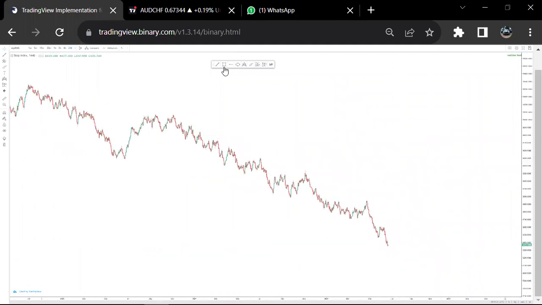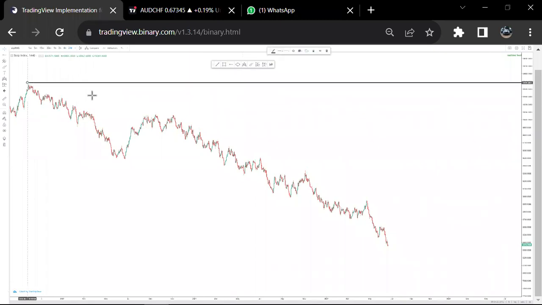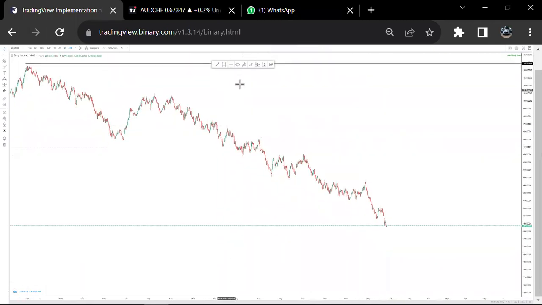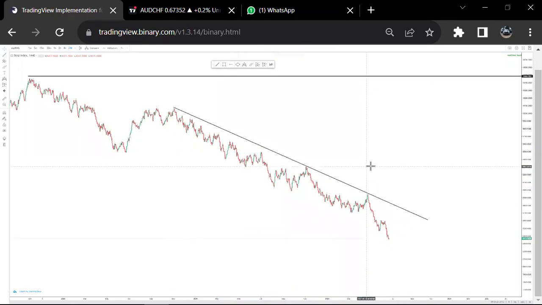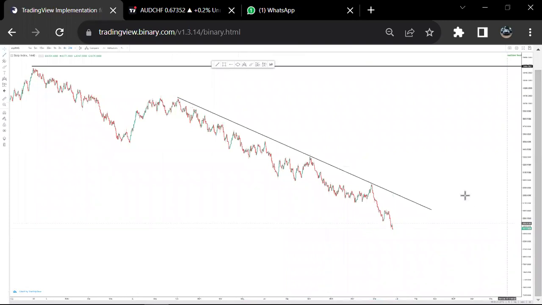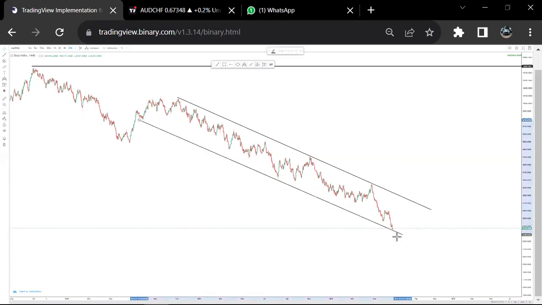Bro, I'll analyze it, but if I was you, I would stay away from it. This is the high that we have. I can't see the low for now. So it's fine. I'll take a trend line going to this side. What type of trend line is this? Is this an uptrend or a downtrend? Downtrend. It's a downtrend, right? So this being a downtrend, we need to draw another one.